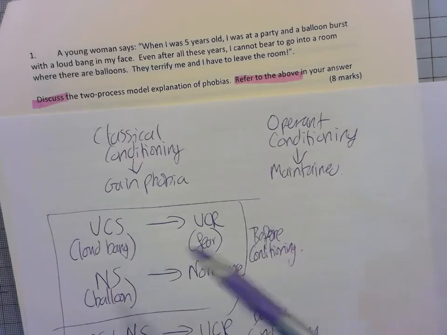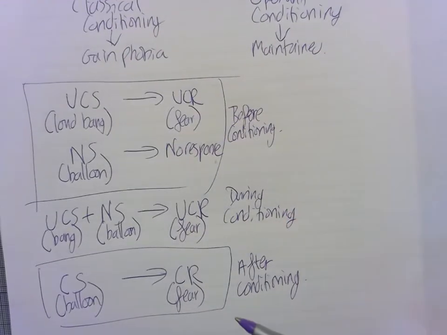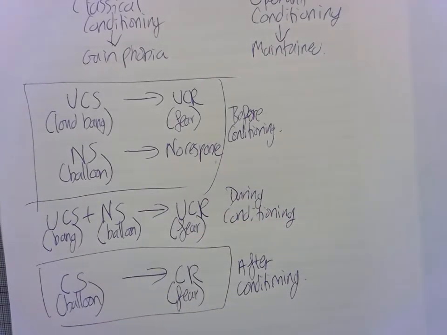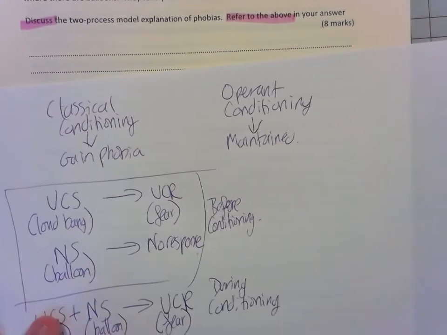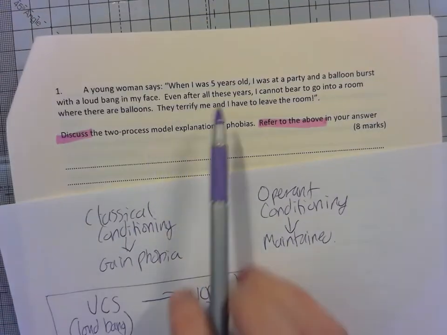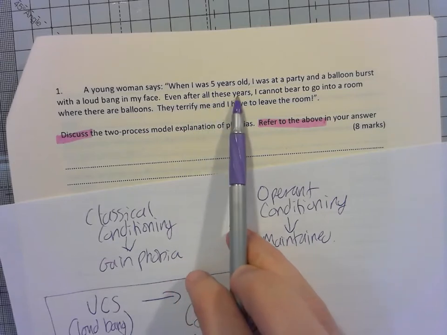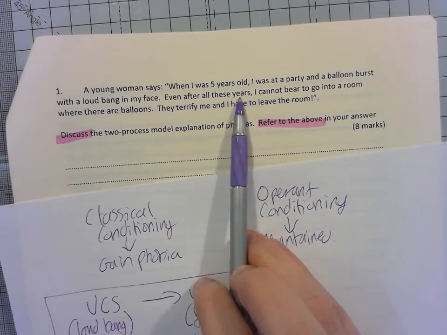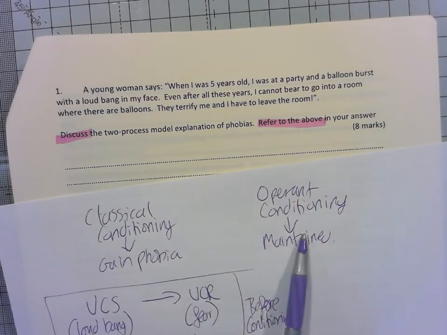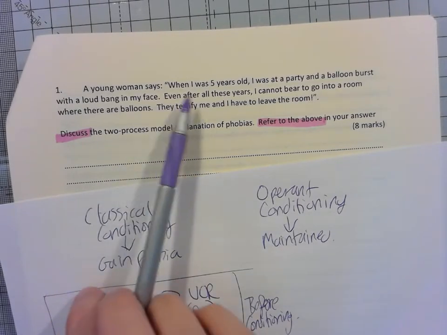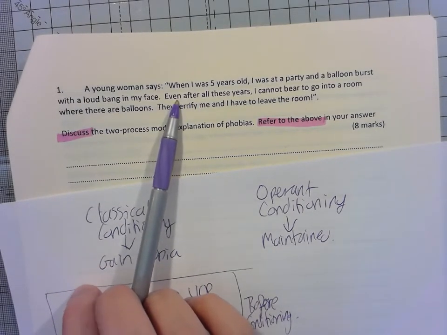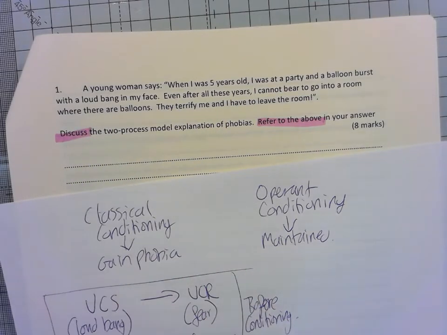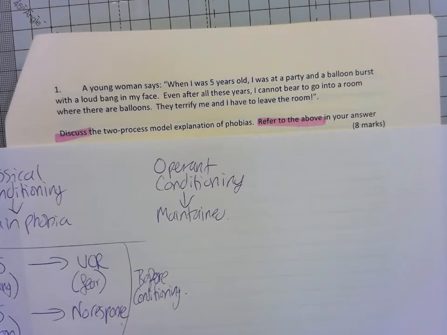And I'm going to get marks here, both for my description and my application, because I've described what's happening and I've also applied it to the woman. Operant conditioning is how this woman has maintained it. So you can see here, even after all these years, and I would talk about that in my answer, I would probably lift that up and say this has been maintained through operant conditioning. You can see this from the case of the young woman, because even after all these years, she cannot go into a room where there are balloons. So this is maintained through operant conditioning.